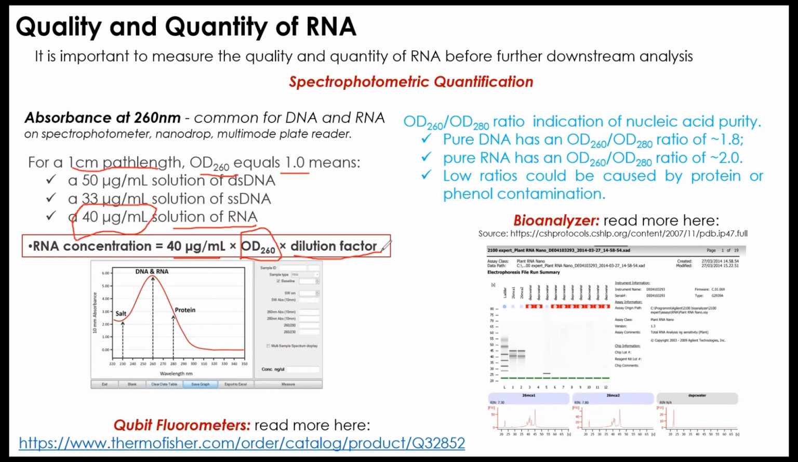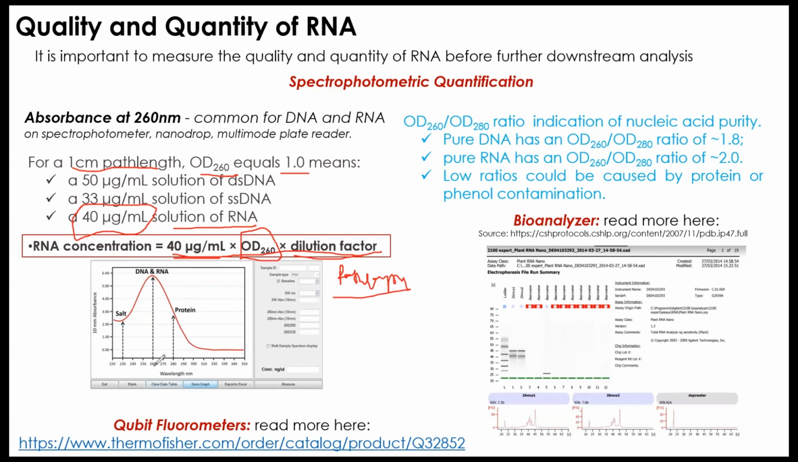So your RNA concentration will be 40 into OD 260. Let's say it is 0.25, then 40 into 0.25 multiplied by 200, right? And since we are using a 1 centimeter path length, everything will be divided by 1. If you are using a different path length, then you need to consider that in the equation by putting the path length there. Everything is divided by path length, right? Check that carefully. So that's how you do it.